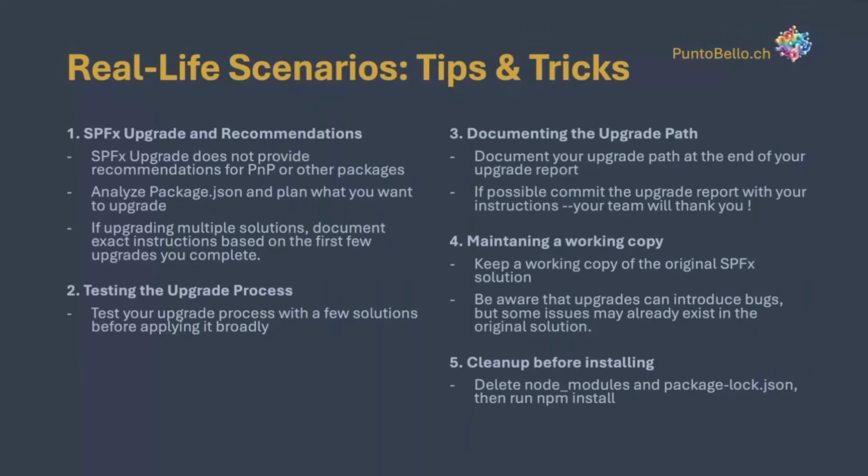We always test our upgrade process with a few solutions before applying it broadly. And we document our upgrade path for every solution. So we keep the upgrade report, and at the end of the upgrade report, we write every step which we have done manually for the specific solution. So the next developer knows exactly what was done in this solution. We also maintain a working copy, because upgrading an SPFx solution may change the behavior of the code. So we need to understand, was it because of the upgrade, or was it a bug which was already in the code?